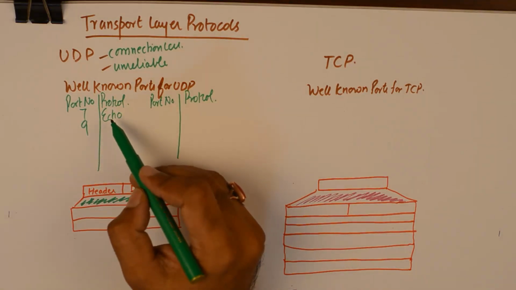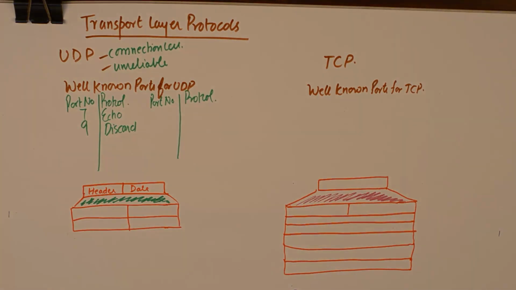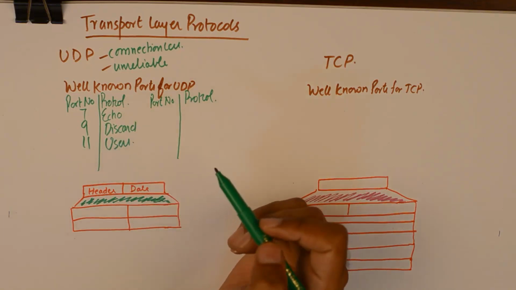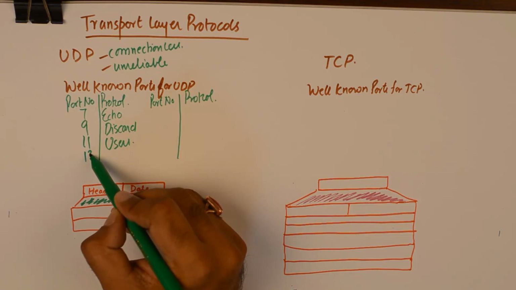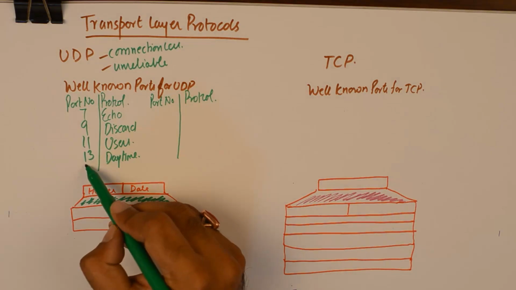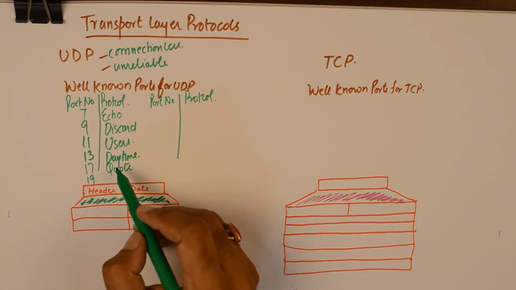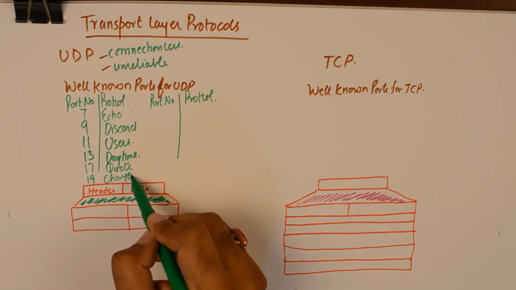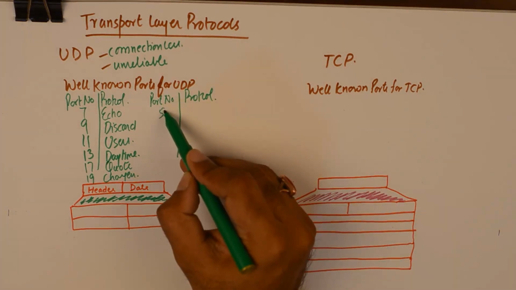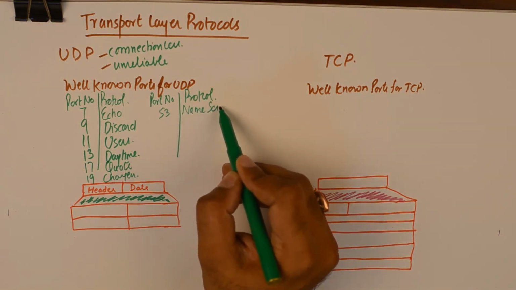Port number 9 is discard. It discards any datagram that is received. Port number 11 is users. It shows a list of active users. Port number 13 is daytime. Port number 17 is quote. Port number 19 is chargen, and it returns a string of characters. And port number 53 is name server. It tells the information about the DNS.